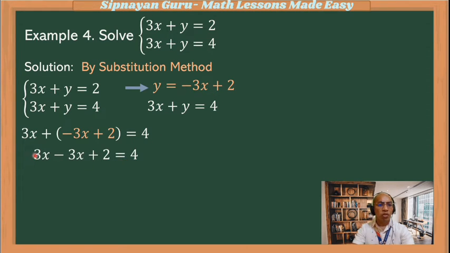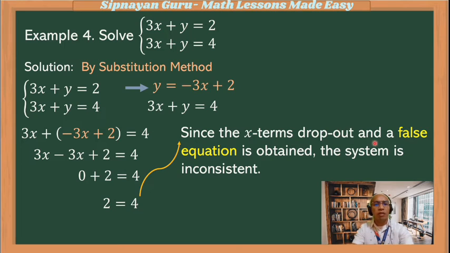For further simplification, we just copy 3x. So this is negative 3x plus 2 is equal to 4. So 3x minus 3x is 0. Then plus 2 is equal to 4. Then 0 plus 2 is equal to 2, and that would be equal to 4. Notice that in this case, since the x terms drop out and the resulting equation is a false equation, therefore the system is inconsistent. It is a false equation because 2 is not equal to 4. Therefore, the system has no solution. If we graph this equation, the graph is parallel lines.